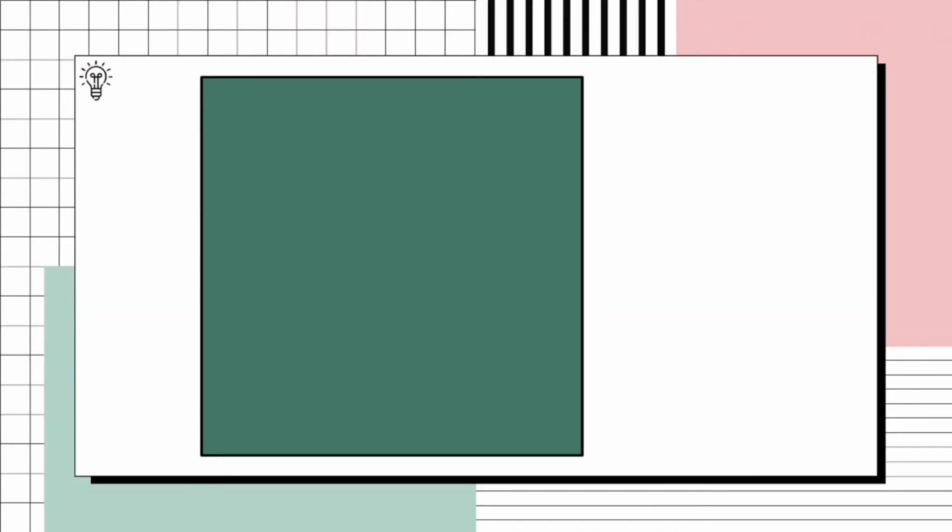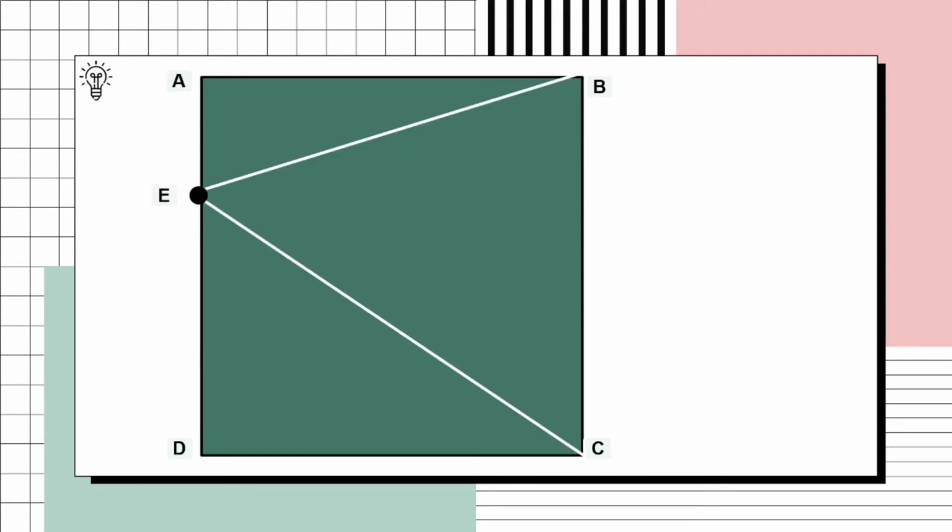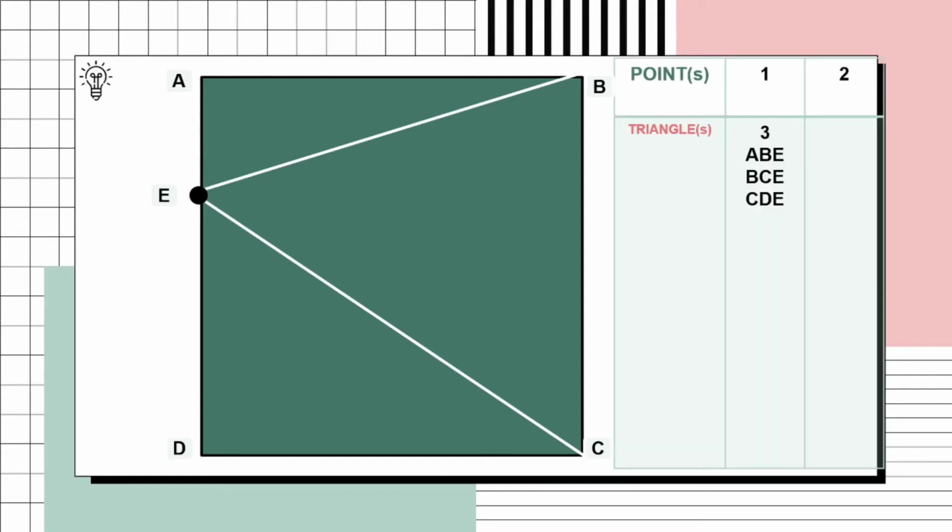And we draw the bigger picture or bigger illustration. This is the point A, point B, point C, and point D. On the first point, or the point E, we have 3 triangles formed: triangle ABE, triangle BCE, and triangle CDE.